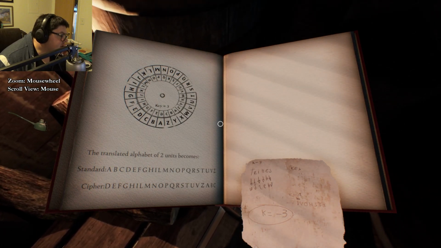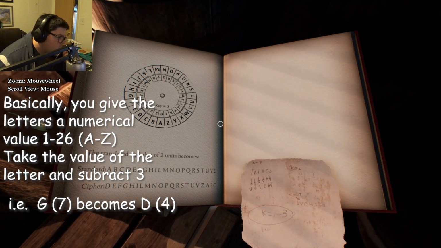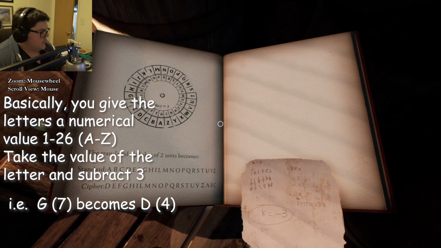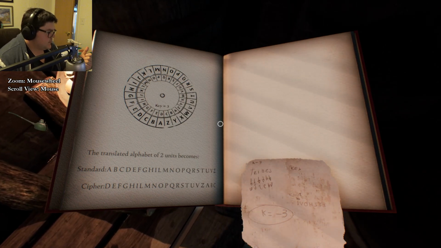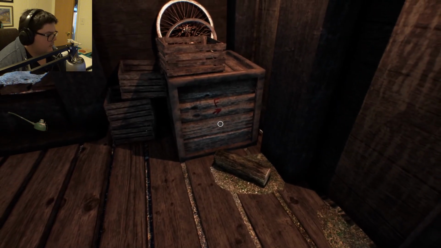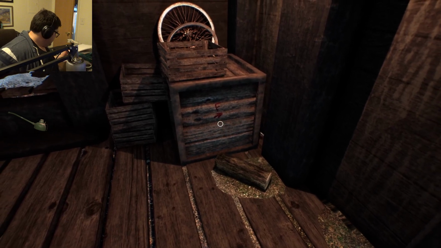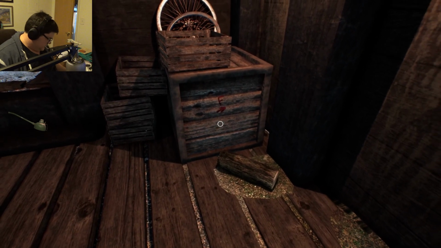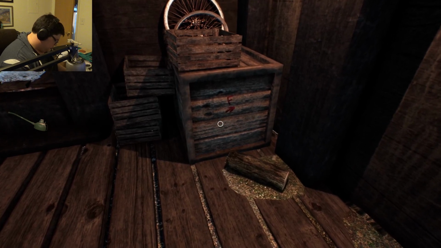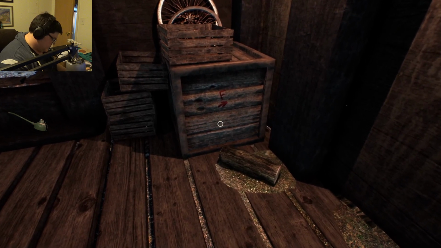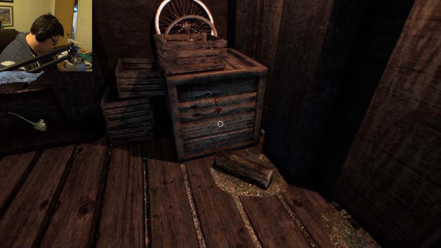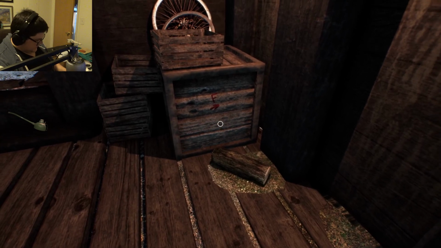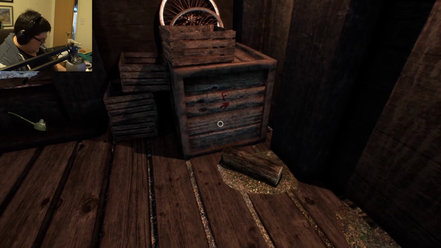Translated alphabet of 2 units becomes... Wait, what? A, B, C, D. Okay, so I can see if... F! C, D, E, F, 6 minus 3 is 3, is C. And what the heck is N? N doesn't make any sense.